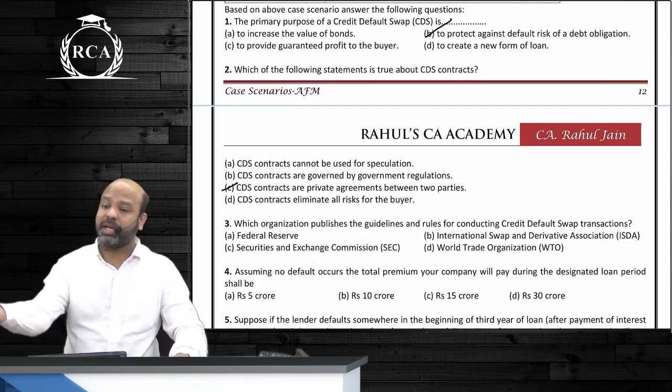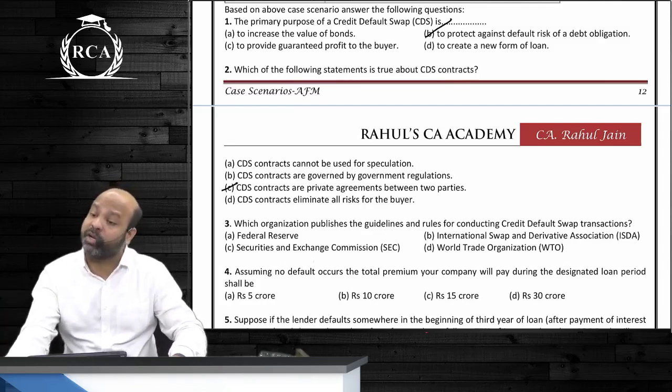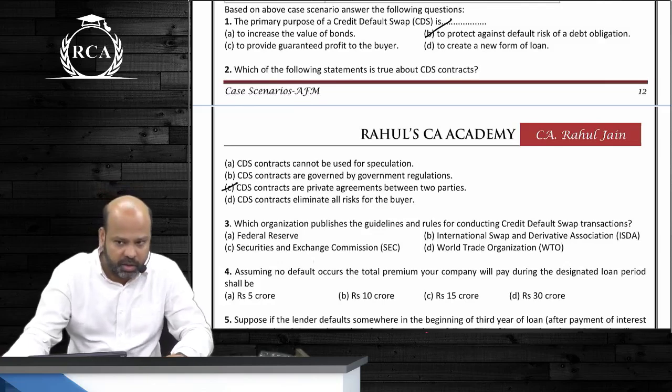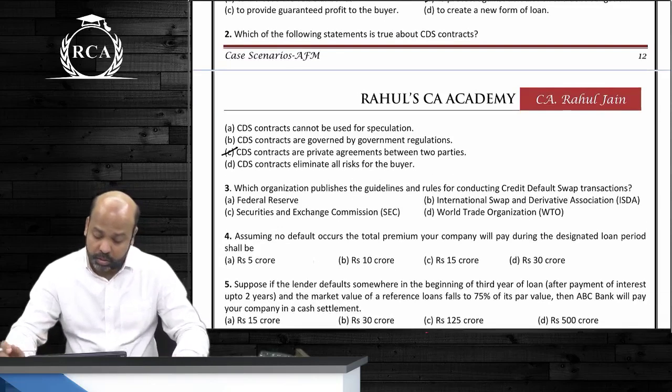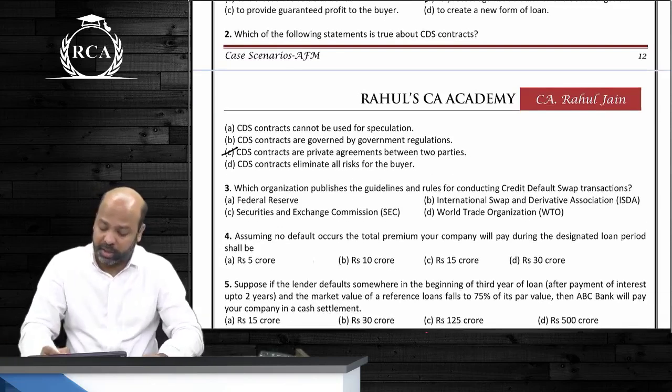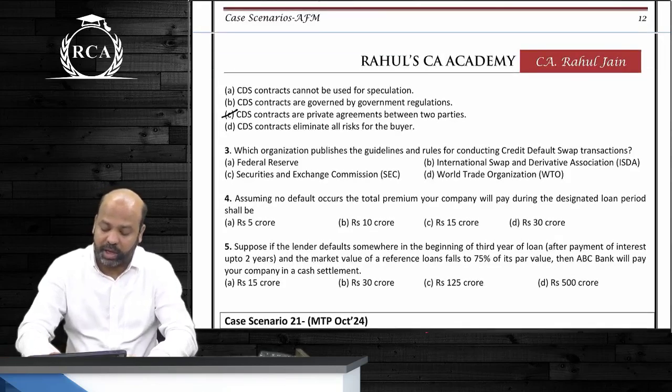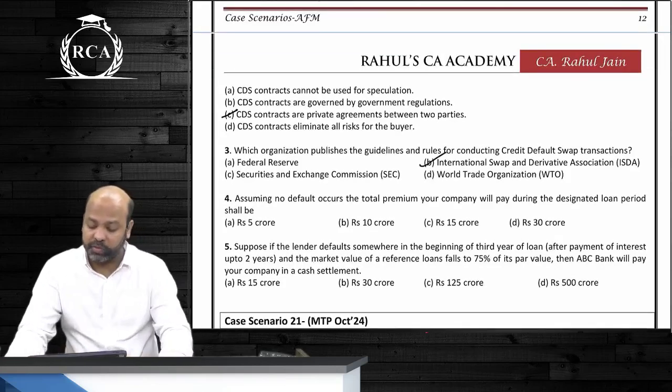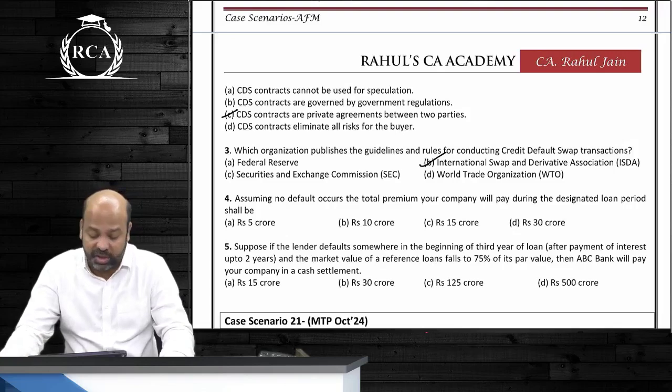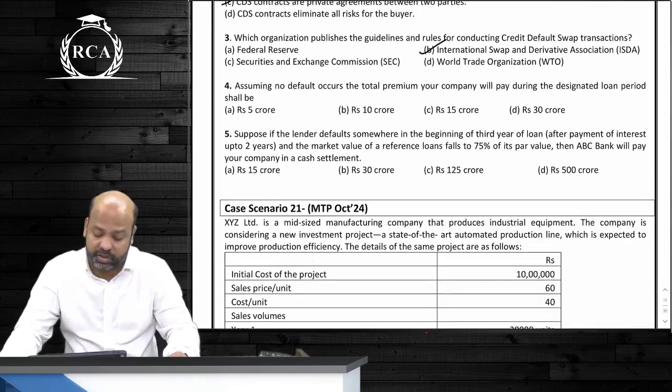And what if the other party with whom you have entered into the credit default swap itself defaults? Can there be a risk? Which organization? We have not done this one, beta. Which organization, this is not there either. The answer is International Swap and Derivative Association. It's easier: World Trade Organization obviously will not do. Securities and Exchange Commission is in respect to US markets, not Indian markets. Federal Reserve, again US. So here the only option is International Swap and Derivative Association.